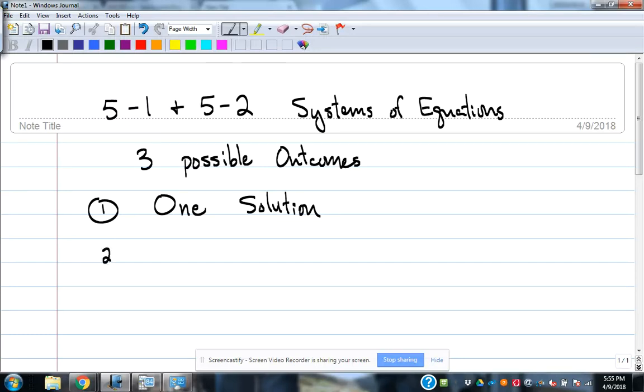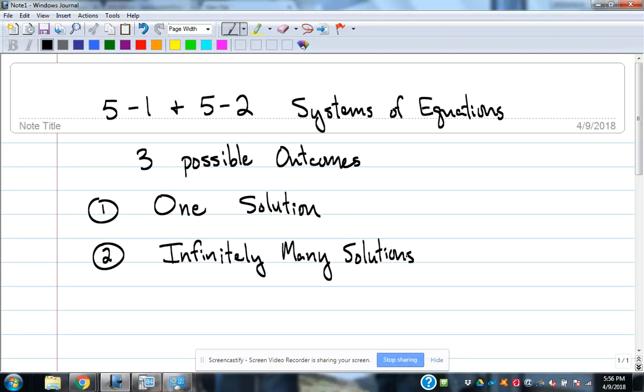That's what that means. Other possibilities are that you have answers, but you have so many of them, it's infinite. Infinitely many solutions. So you've got answers for x and y, but there's so many of them we can't just say, hey, this is the answer. There's more than one.